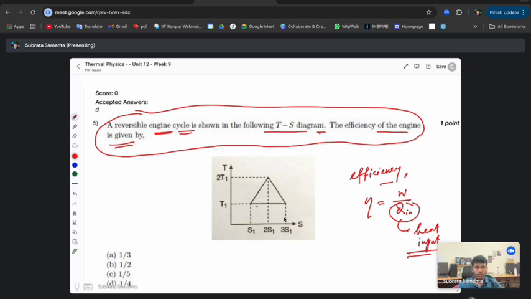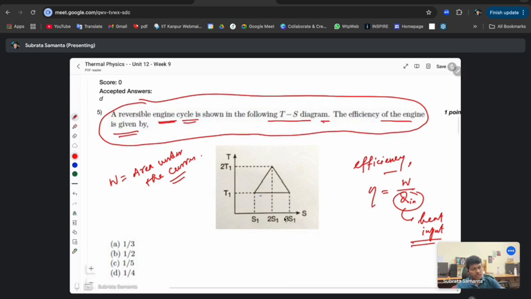Intrinsically, you know that in the TS plane, the area of your engine diagram gives you the work done. So the work done W is the area bounded by the curves. You have to calculate the closed area. So how do we calculate the area?